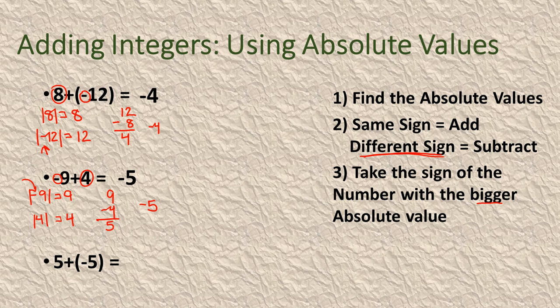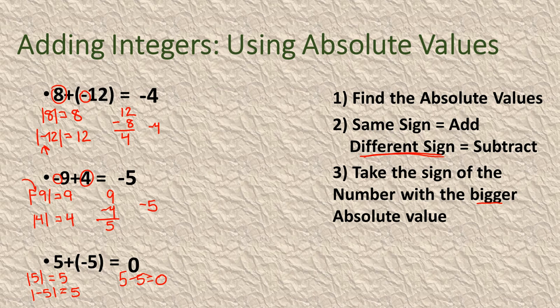Our final question here, again, we can find the absolute value. The absolute value of 5 is 5. The absolute value of negative 5 is also 5. Now we have different signs, so we subtract. 5 minus 5 is 0. So 5 plus a negative 5, notice how they're opposites of each other, will give us 0.